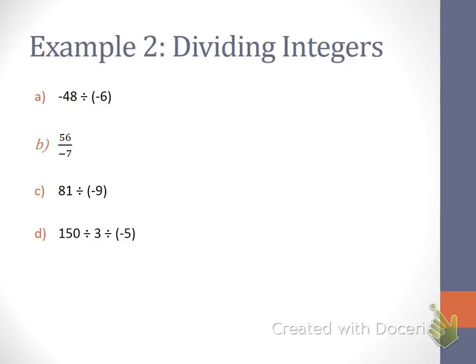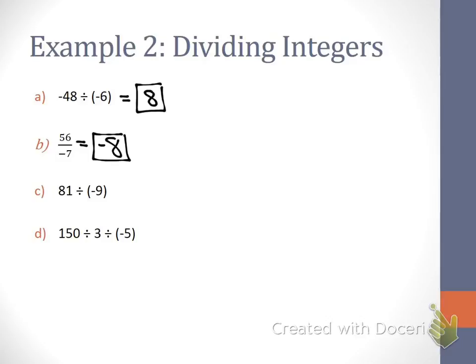Okay, so in example 2 now, we're dividing integers. Same rules, okay? I'm using my even-odd rule, except now I'm just dividing. So what's 48 divided by 6? 8. And is it going to be positive or negative? Positive. Why? Because there's two negatives, and that's an even number. What's 56 divided by 7? 8. Positive or negative? Negative, because there's only one negative, and that's odd.